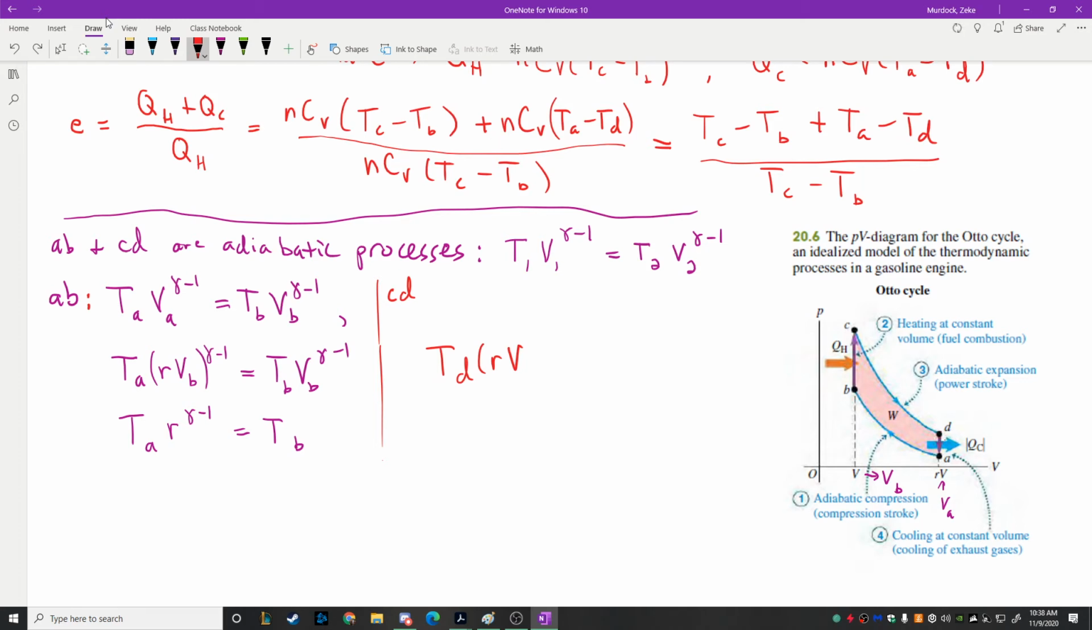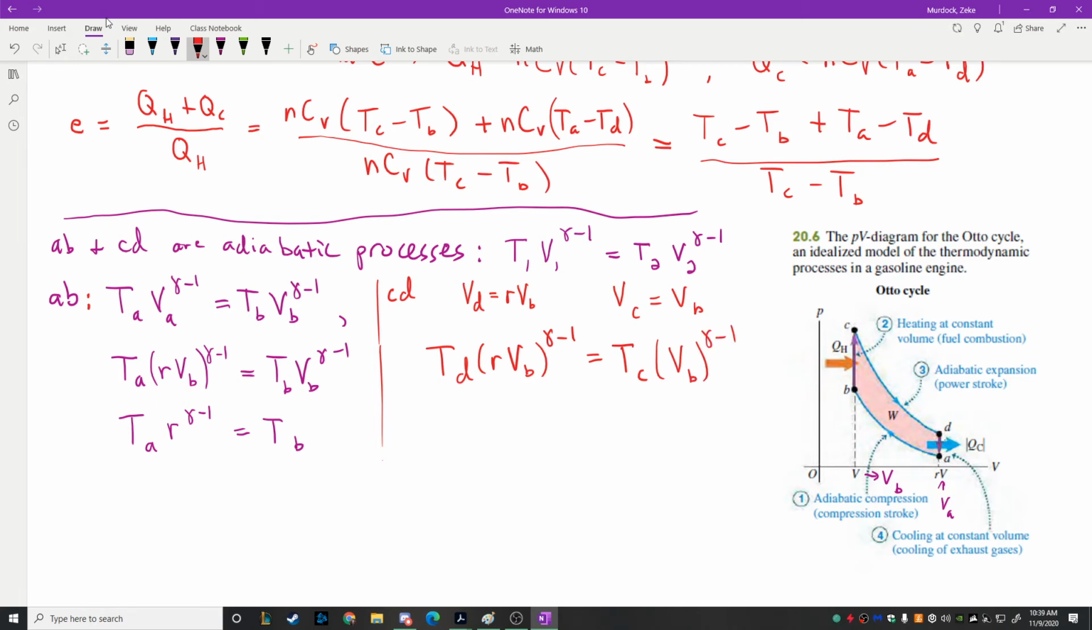What's the best way to write this? It's R times VB, right? Yeah, okay. What I would say above this is that VD on our picture right here is the same as VA, which is equal to R times VB. That's why that shows up there. And then VC is just going to be equal to VB. So we'll write this one as TC times VB to the gamma minus 1.